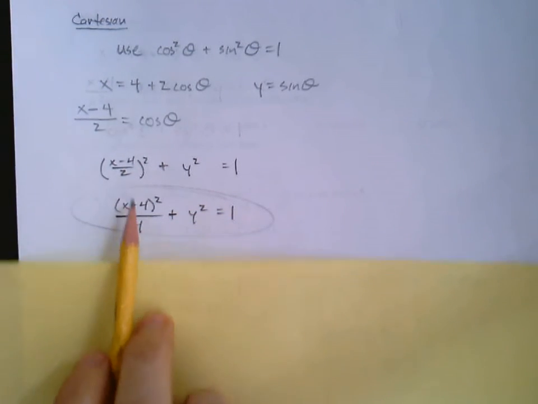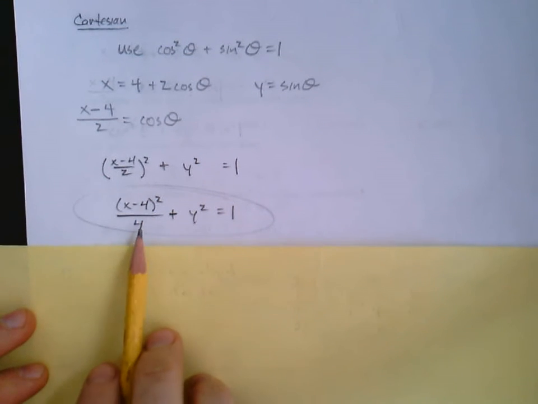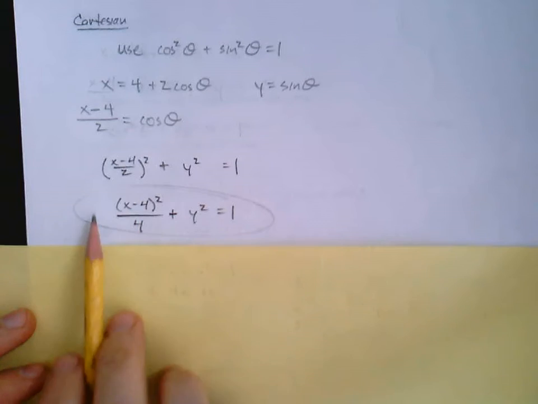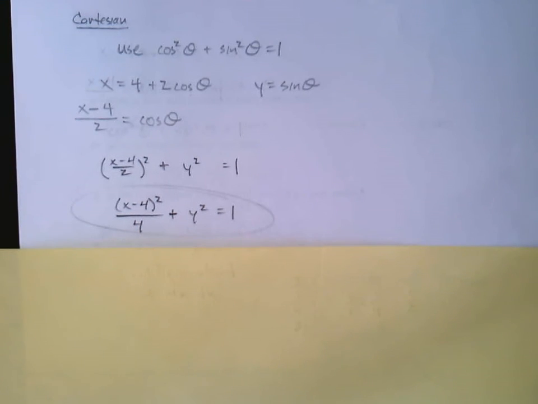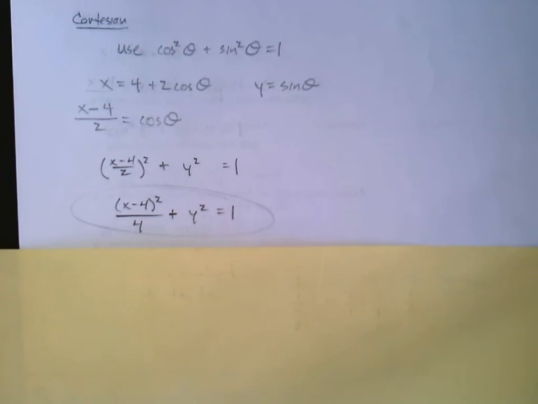We go ahead and square that denominator. So there it is, x minus 4 squared over 4 plus y squared equals 1. That is the equation of the ellipse we saw a moment ago. It uses that identity. Isn't that crazy? Okay. Pretty sweet.